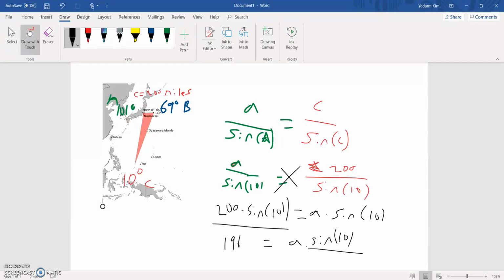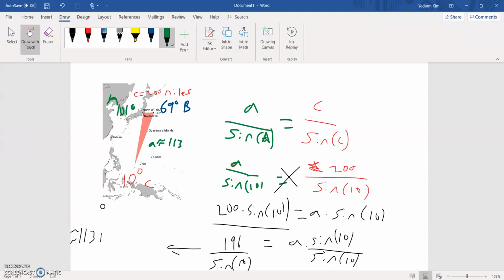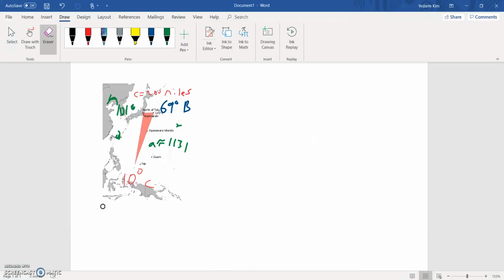But you want to get A alone, so you divide by sine on both sides. And once you plug that into a computer, for the missing side A, you'll get roughly around 1131, which you can input here. So A will roughly be 1131. And the point of this scenario is that we have to find the two missing sides, which are this side and this side. So now we found the side A.